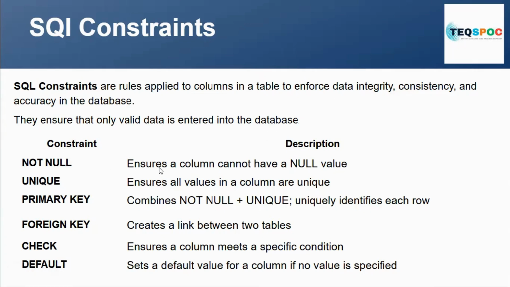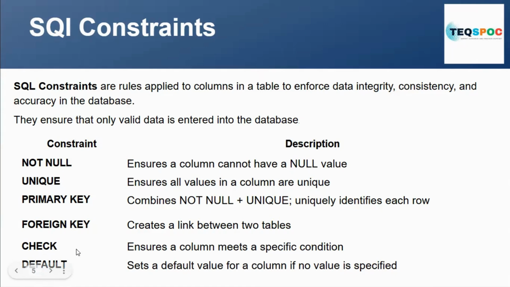Like NOT NULL. If you write not null, then you cannot keep that field empty; you have to write something. Unique means if you write unique on that column, then it will only store unique elements. Duplicate elements cannot be stored. Primary key is a combination of not null and unique. It uniquely identifies each row. Foreign key creates the link between two tables, and with the help of primary and foreign key, we create the link between the two tables.